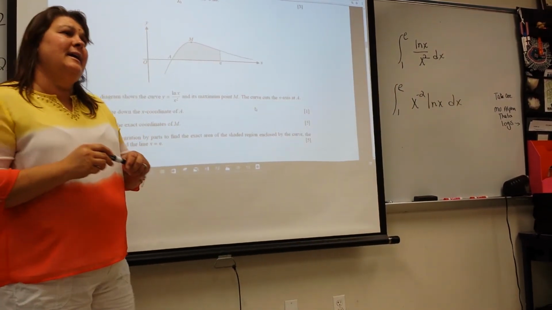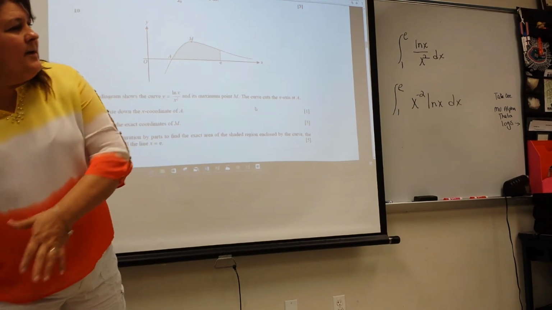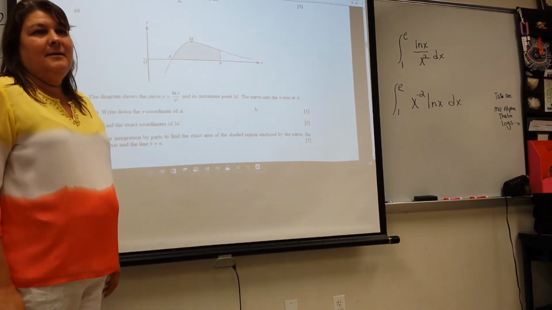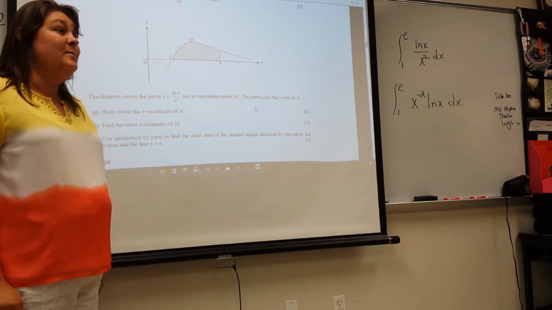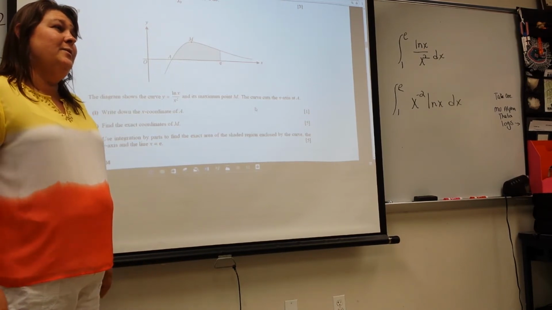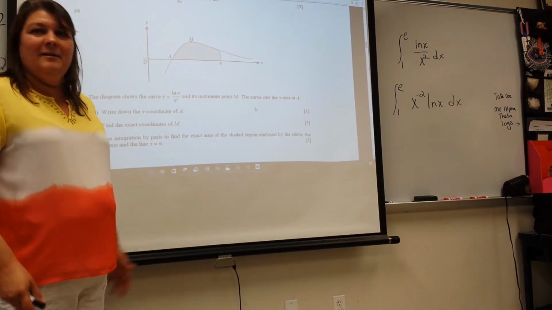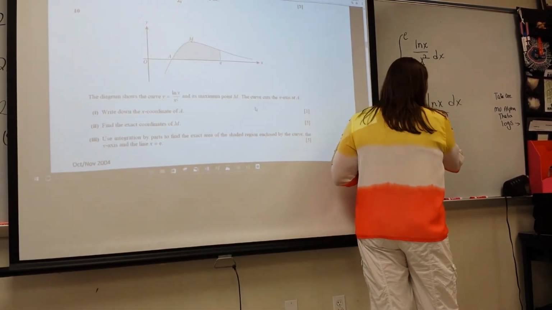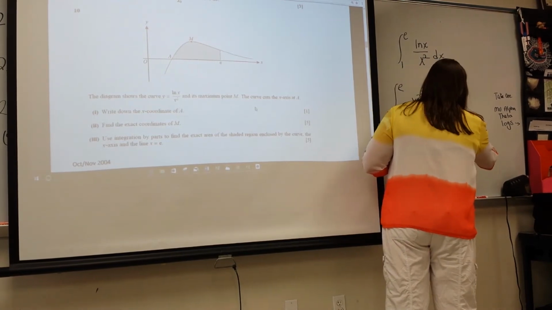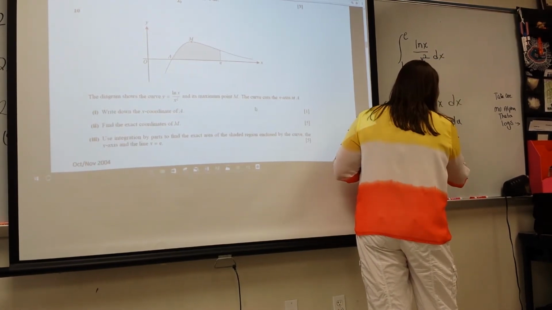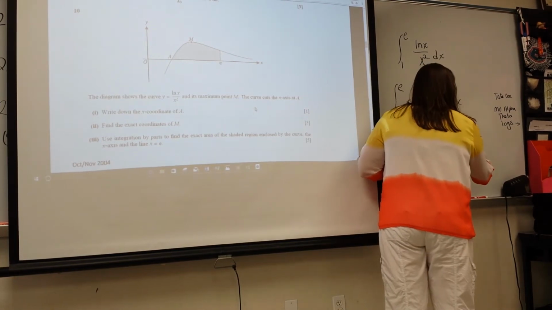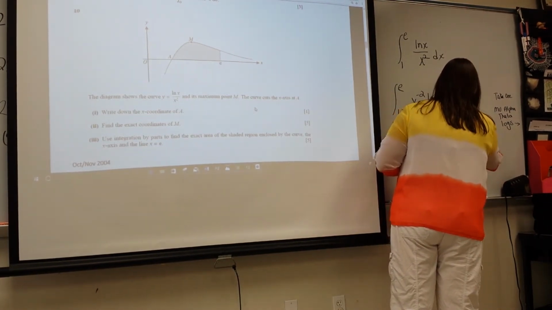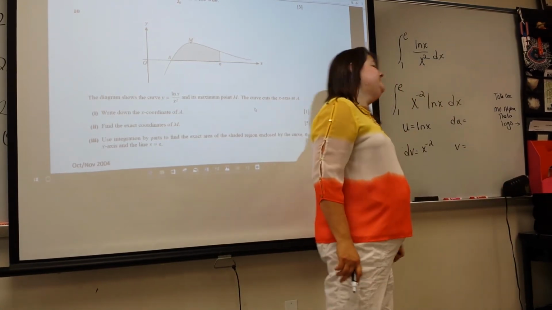So I visually can say, what am I going to call u? What am I going to call dv? Well, what do I know about ln of x? You can't integrate it, so it has to be my u. Therefore, I can't use the tabular method. Anything with ln of x, you can't integrate it, so you have to use it as your u. And it never gets to 0, so you have to go this route.